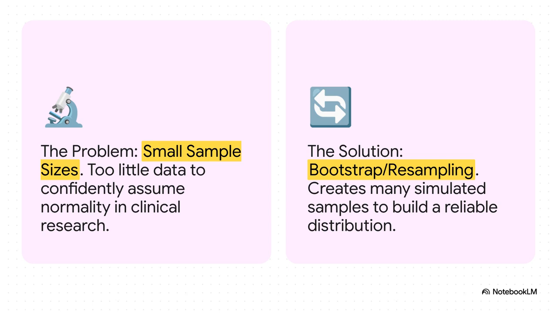What if you barely have any data to work with? It's a huge problem, right? Well, here's a really clever solution. It's called bootstrapping. With this technique, you take your small sample and use it to create thousands of new simulated samples. It's like making a giant crowd out of just a few people to see how they behave as a group. It lets you build a reliable picture of what's going on without that risky normality assumption.